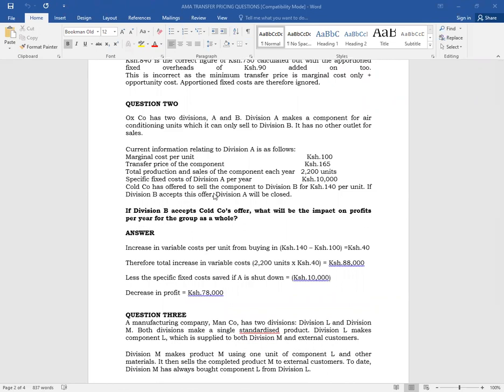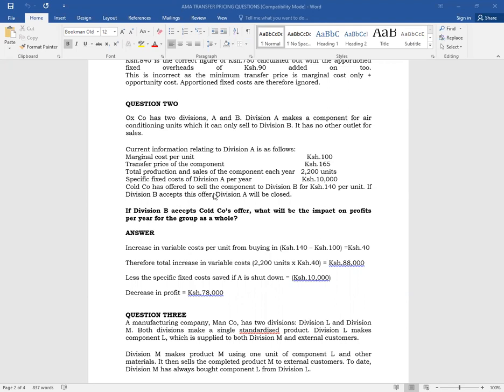Question number two. Ox Company has two divisions, A and B. Division A makes a component for air conditioning units, which it can only sell to Division B. It has no other outlet for sales. Current information relating to Division A is as follows. Marginal cost per unit is 100. Transfer price of the component is 165. Total production and sales of the component each year is 2,200. Specific fixed cost of Division A is 10,000. Cold Company has offered to sell the component to Division B for 140 per unit. If Division B accepts this offer, Division A will be closed.